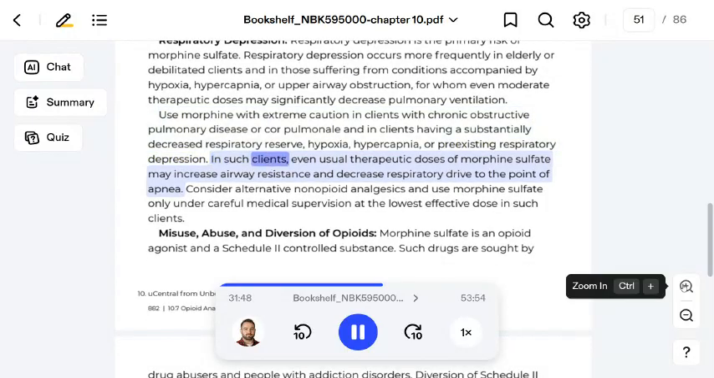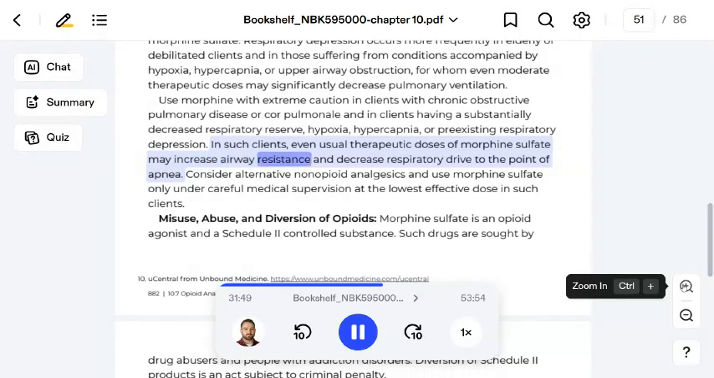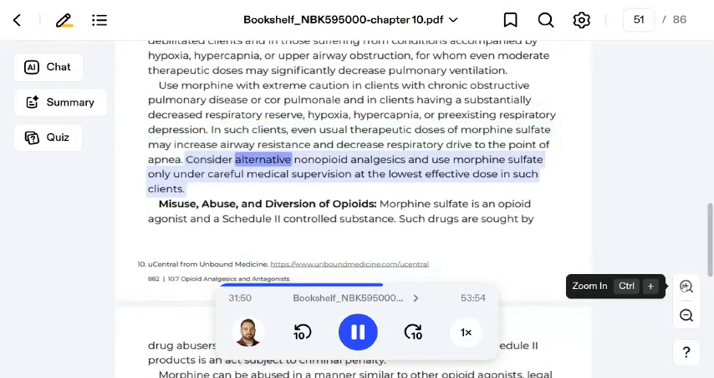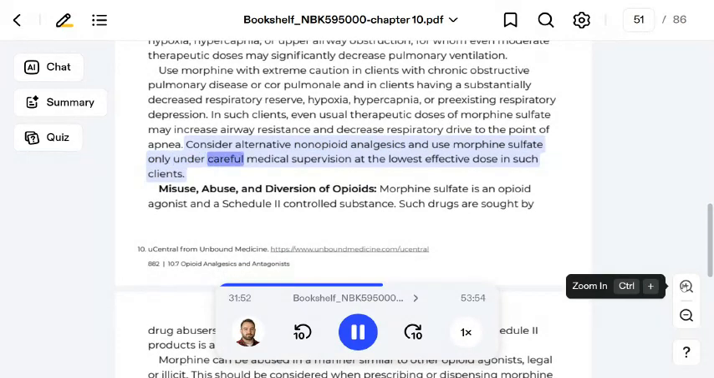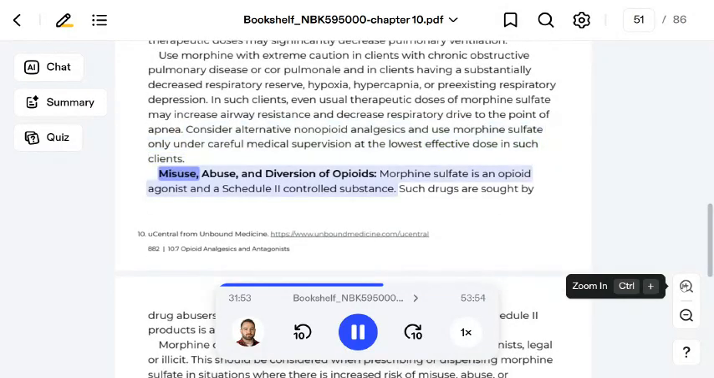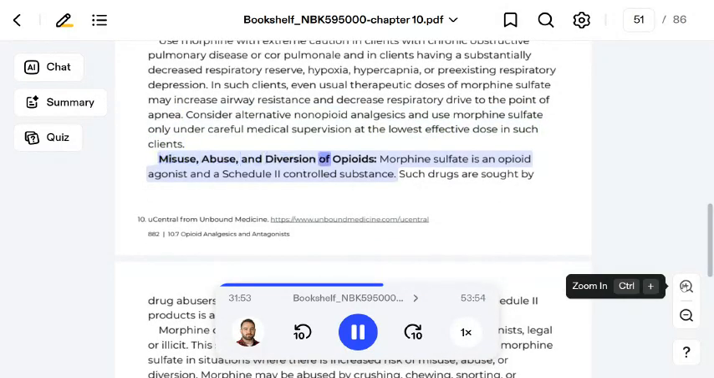In such clients, even usual therapeutic doses of morphine sulfate may increase airway resistance and decrease respiratory drive to the point of apnea. Consider alternative non-opioid analgesics and use morphine sulfate only under careful medical supervision, at the lowest effective dose in such clients. Misuse, abuse, and diversion of opioids.